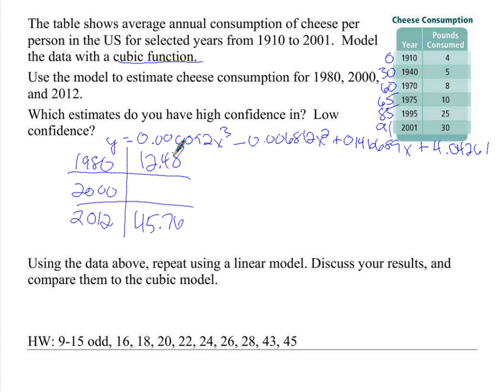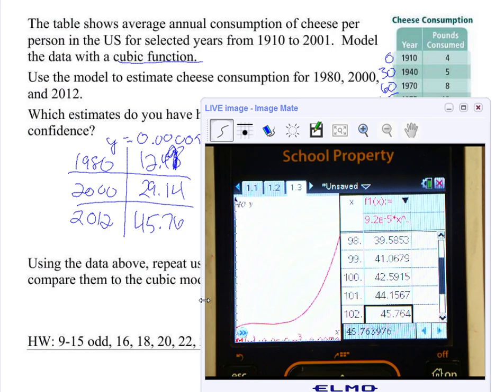488, right? 12.49. Okay. And 2000 was what? Okay. And that's what? Pounds of cheese. So in 2012, we are consuming 45.76 pounds of cheese. So in 2015, how much is that? Well, that's easy to answer because I have it in my calculator. All I got to do is go down to 105, and we're consuming over 50 pounds of cheese per year.